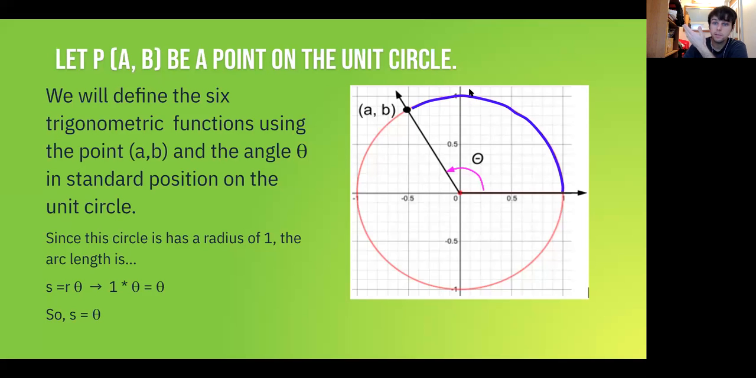So here is a point on the unit circle. We're going to let P be a point, A comma B, on the unit circle. Remembering some things from circular motion that we just talked about, this arc length S is equal to the radius of the circle times the angle in radians. Well, on the unit circle, the radius is 1, so 1 times theta is the arc length.